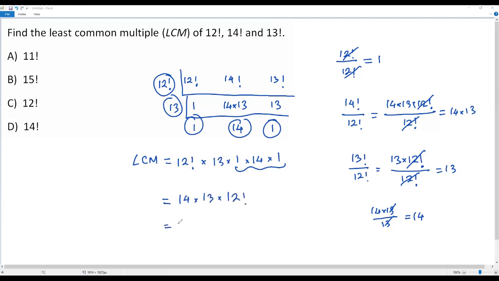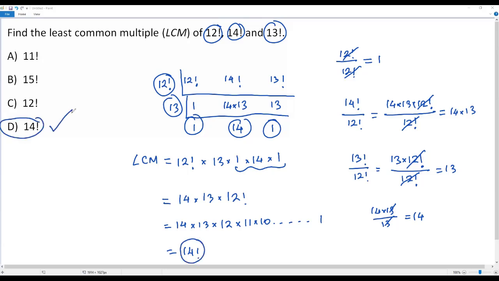Here, 14 times 13 times 12 factorial means we have to reduce the 12 for the next consecutive integers up to 1. That is 12 times, 11 times, 10 times. It will keep going up to 1. Here we have the product of consecutive integers from 14 to 1. Actually, it is equal to 14 factorial. Now I got the least common multiple of these three values, that is 14 factorial. I find this 14 factorial in answer choice D. The correct answer choice for this question is D.